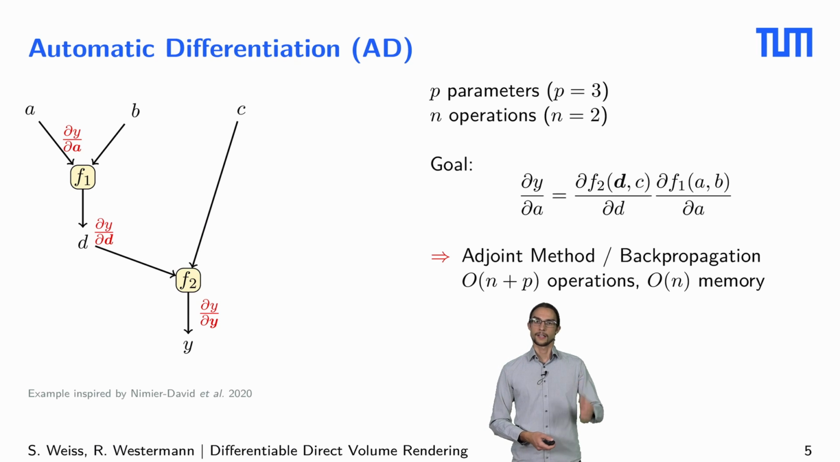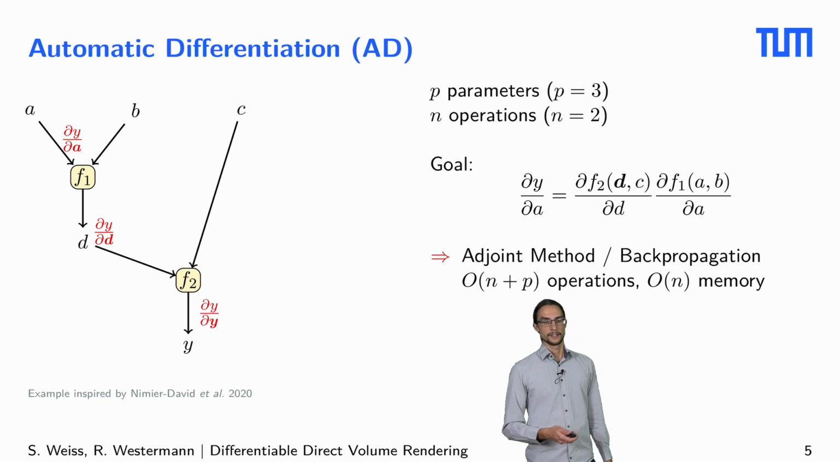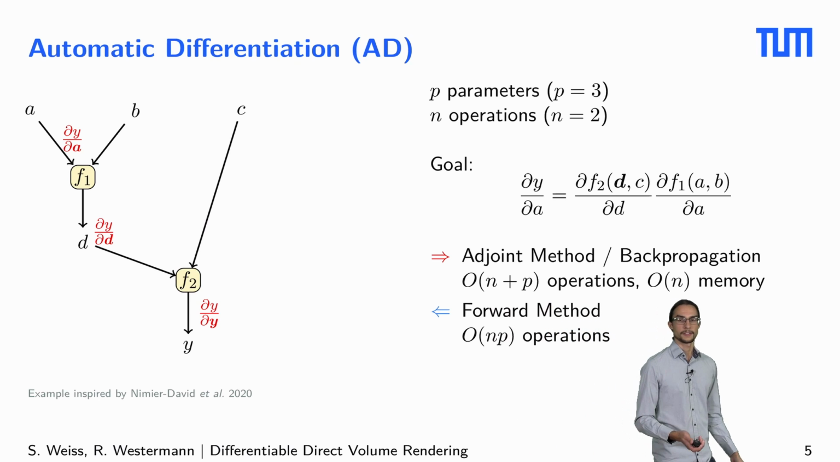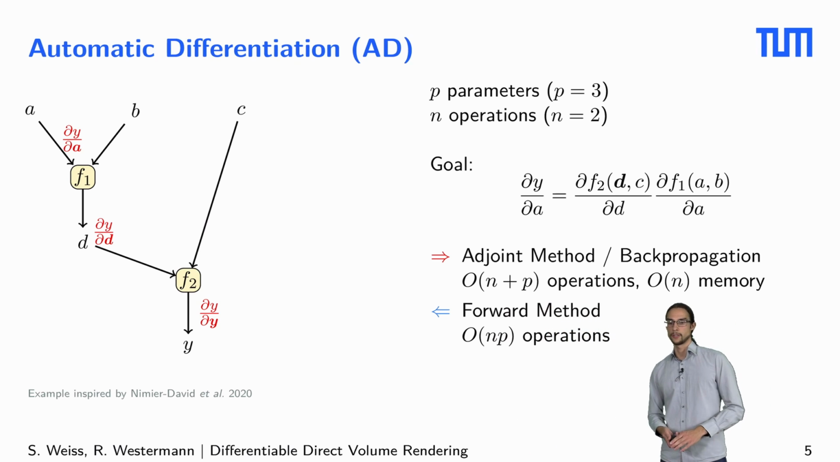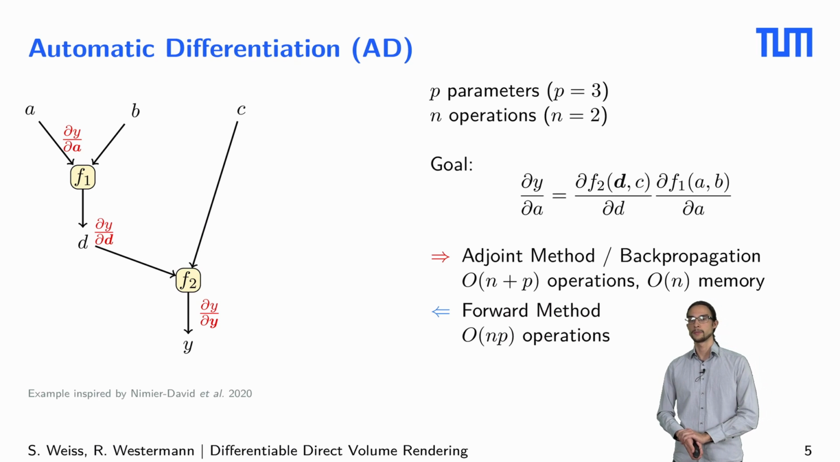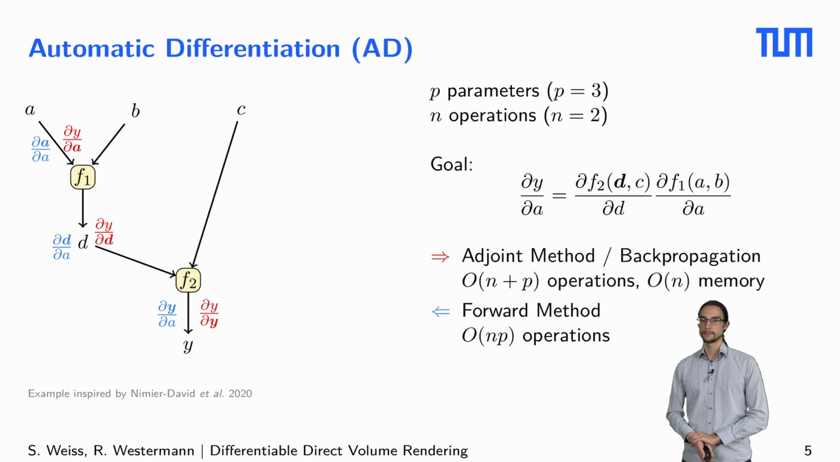And n, in the case of direct volume rendering, is very large. We have 1,000 steps along each ray and millions of pixels, so a million rays. This gives rise to n being in the order of billions, and this quickly becomes the limiting factor. The second method is the so-called forward method, which requires O of n times p operations, so it's expected to be slower, but because it traces the gradients forward, together with the normal computation of the values, it requires no intermediate storage.